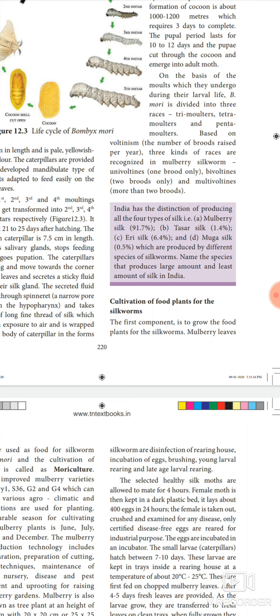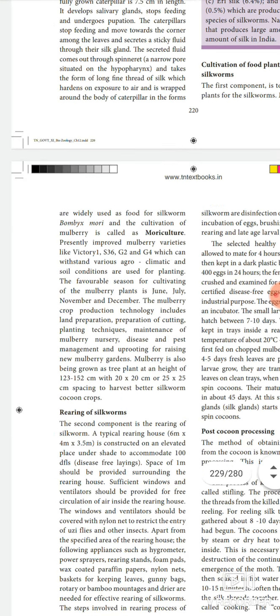Then next we see the cultivation of plants for the silkworm. Now, what are the plants to be cultivated for the silkworm? The first component is to grow the food plants for the silkworm.